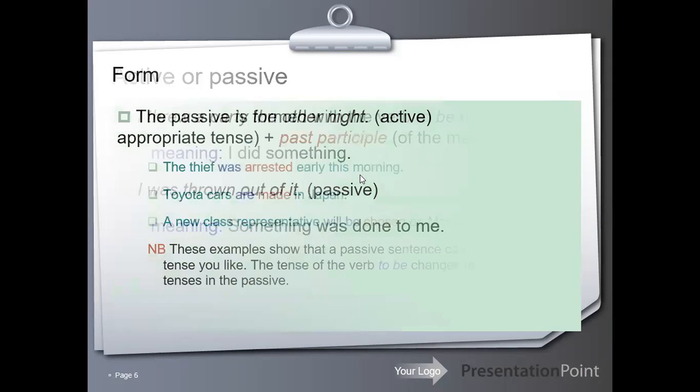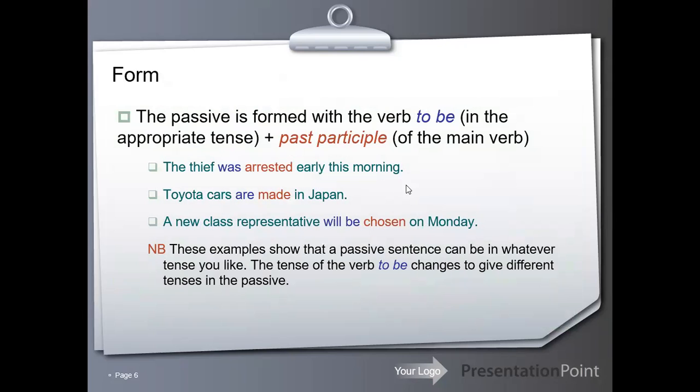Active and passive. Now, I have this info. The passive form with the verb to be. Esto es importante. The passive voice is formed with the verb to be in the appropriate tense. Todo esto es importantísimo. Plus, les están dando la estructura de cómo formarlo. Miren, plus, past participle of the main verb. So, once again, the passive form is used with the verb to be in the appropriate tense plus past participle of the main verb.